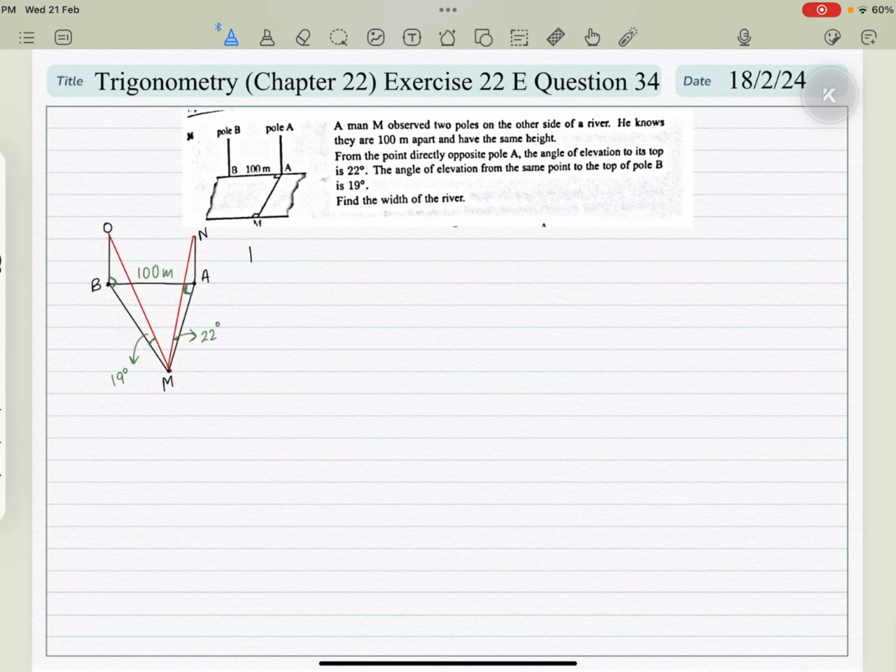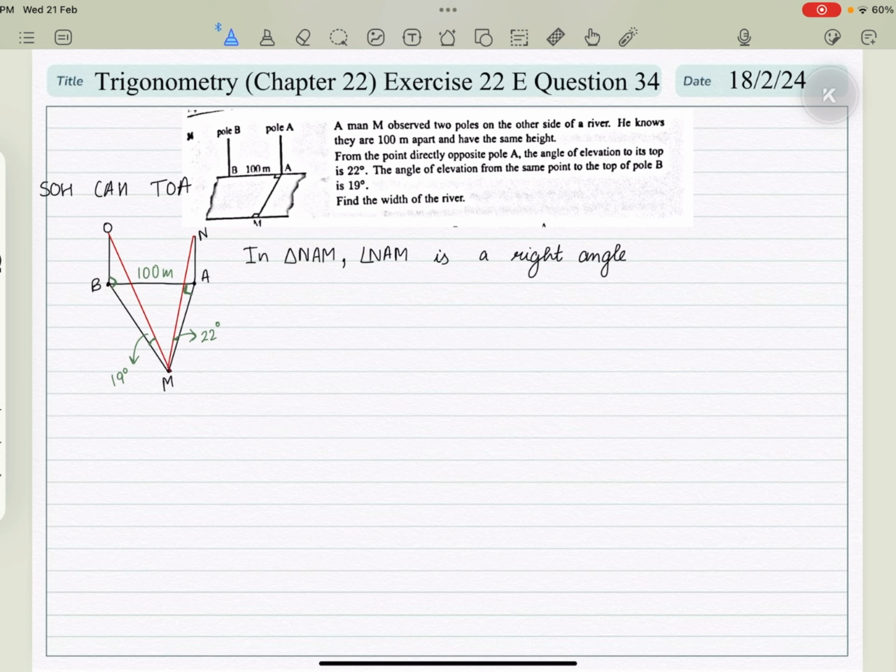Firstly, we're going to consider triangle NAM. Angle NAM is a right angle. Why? Because a pole and the ground have an angle of 90 degrees between them. And then we can use trigonometry. We'll write SOHCAHTOA here, because it always helps to write it down in rough space somewhere so that you remember it.